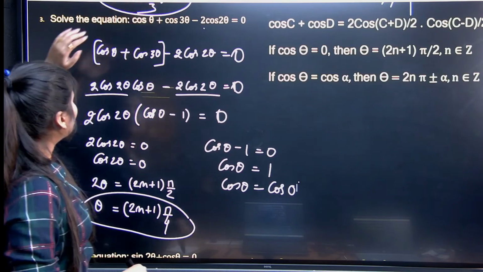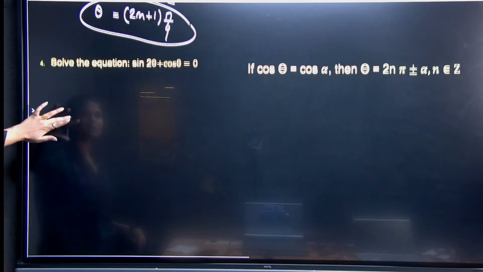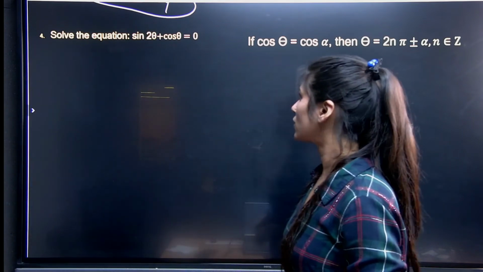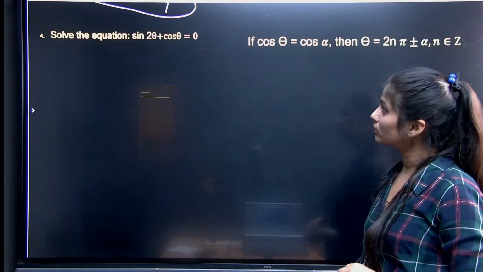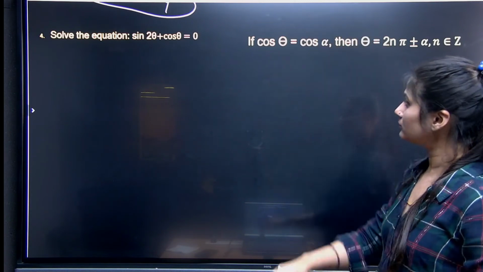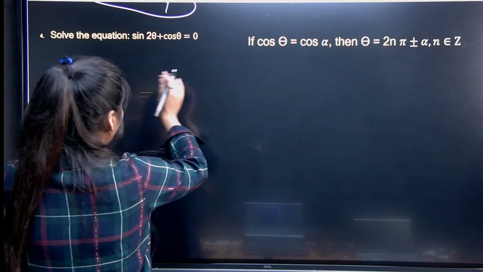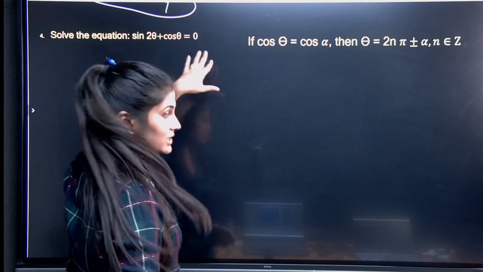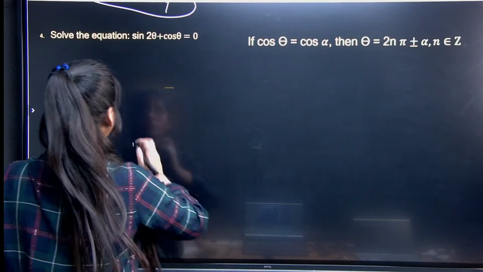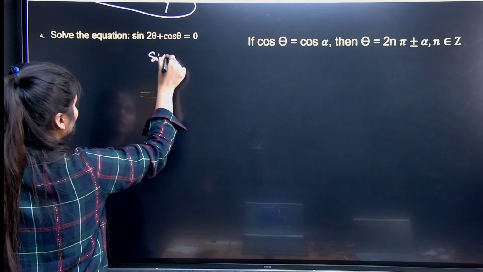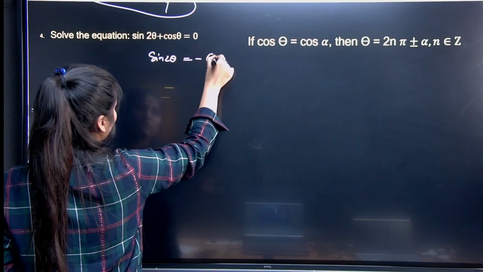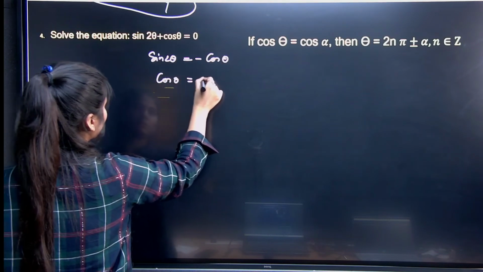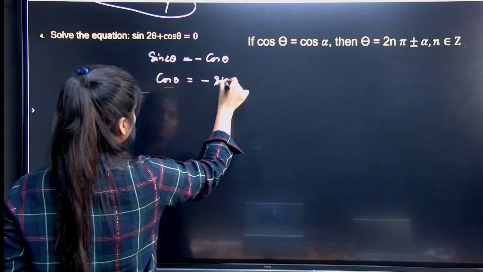Moving on to next question, that is question number 4. Question number 4 says solve the equation sine 2 theta plus cos theta is equal to 0. So what we have to do here, we don't have any formula which says sine something plus cos something. Either both are sine or both are cos. So in this question I am writing sine 2 theta is equal to minus cos theta. Or I can write cos theta is equal to minus sine 2 theta.